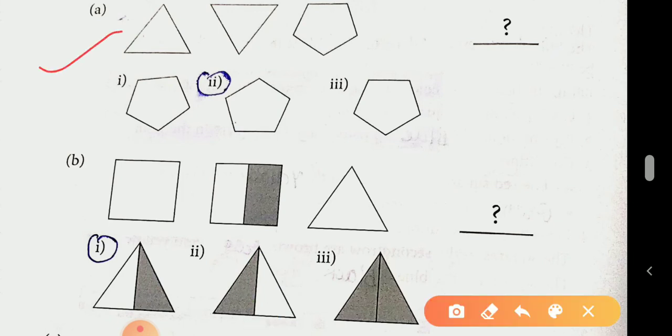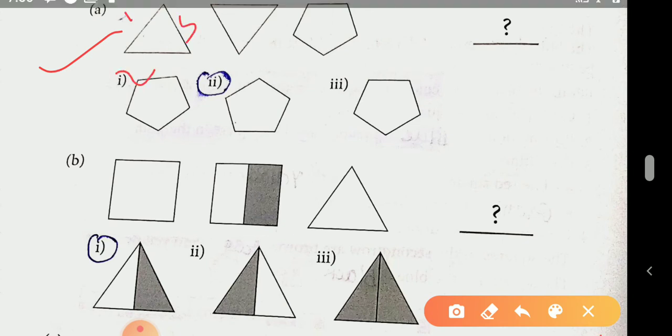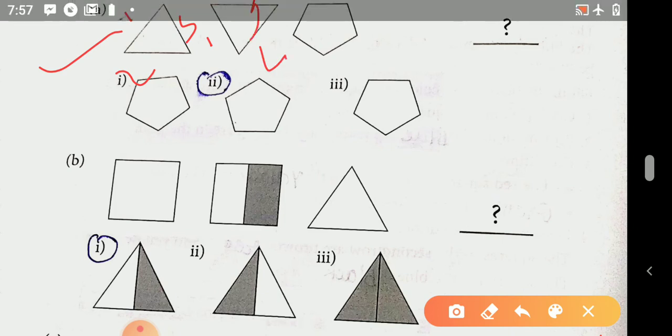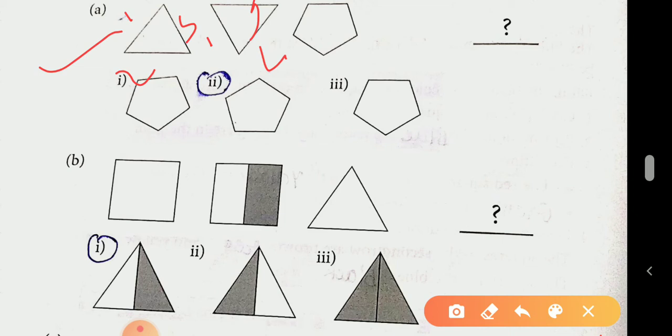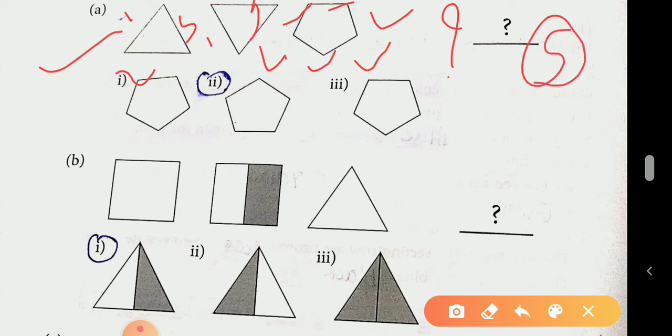Okay. Here count the sides of the triangle: 1, 2, 3. Here also 1, 2, 3. It means both pictures have 3 sides. And you count this picture's sides: 1, 2, 3, 4 and 5. So which one comes next? A 5-sided shape will come.